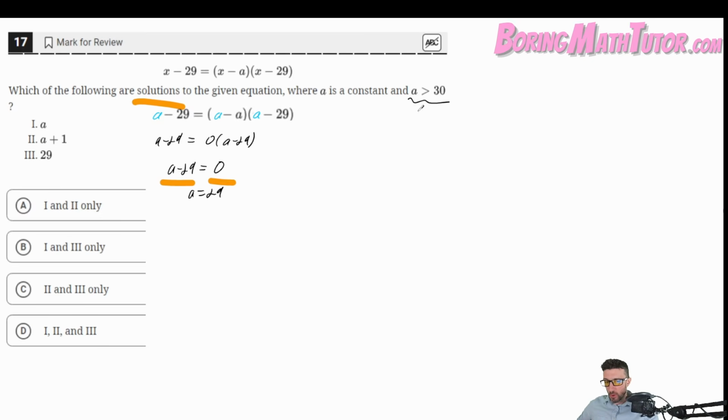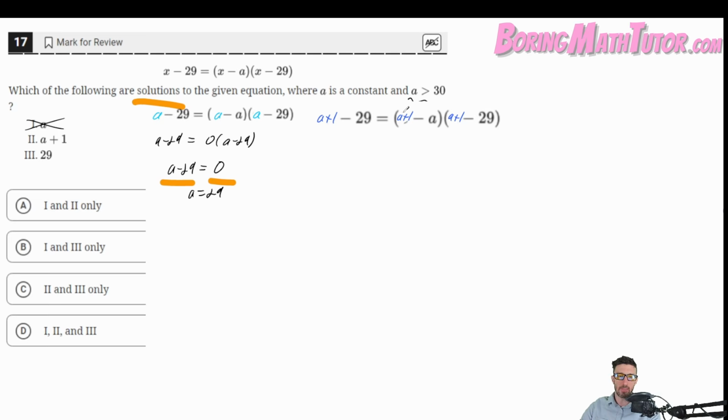But we're supposed to only be using a values that are greater than 30. So no, this one is actually out. What if I instead try to do this again, but this time instead of using x, I try using a plus 1. So everywhere I see the x, I put the a plus 1.